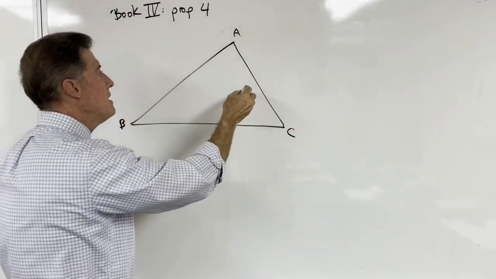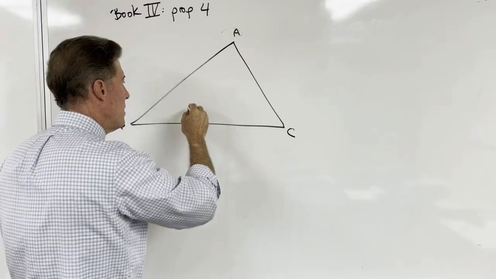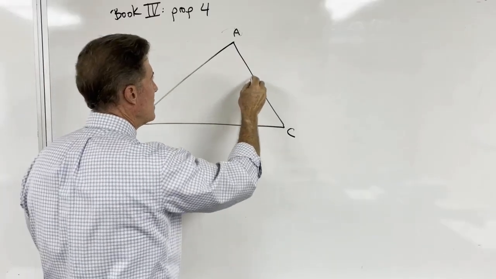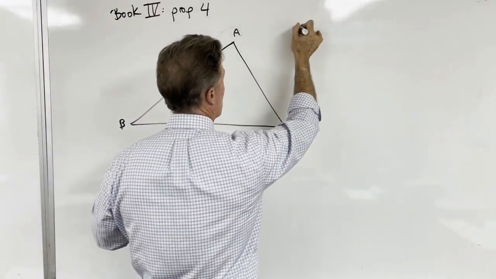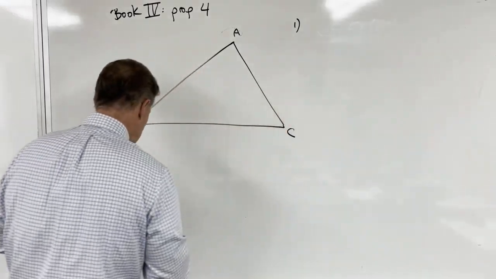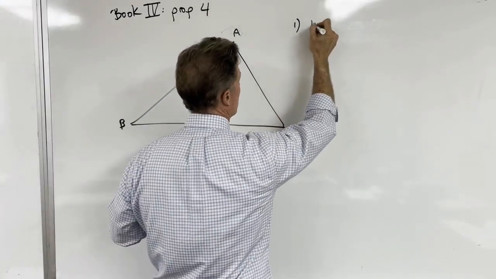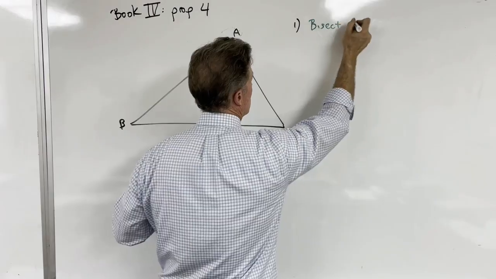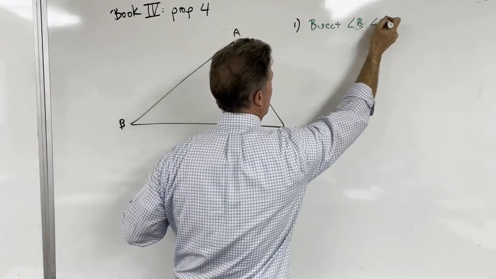And our job is to construct a circle where the circumference of the circle will touch each of these three sides. That's the definition of being inscribed in. So the first step we're going to do is bisect the angle at B and the angle at C. So let's bisect the angle at B and the angle at C.